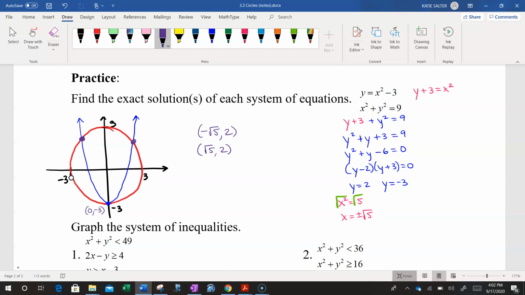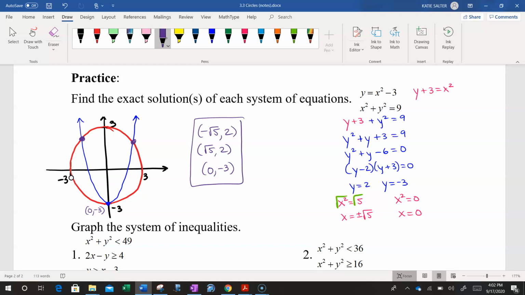And then if we were to substitute negative 3 in, when we say negative 3 plus 3, we get 0 is equal to x squared. And when you take the square root of 0, you just get 0. And we already knew that was a point. We already knew that if you did the graph first, or a little sketch of the graph, that we have an intersection at the point 0, negative 3. So in this case, we have 3 intersections, and those are it.